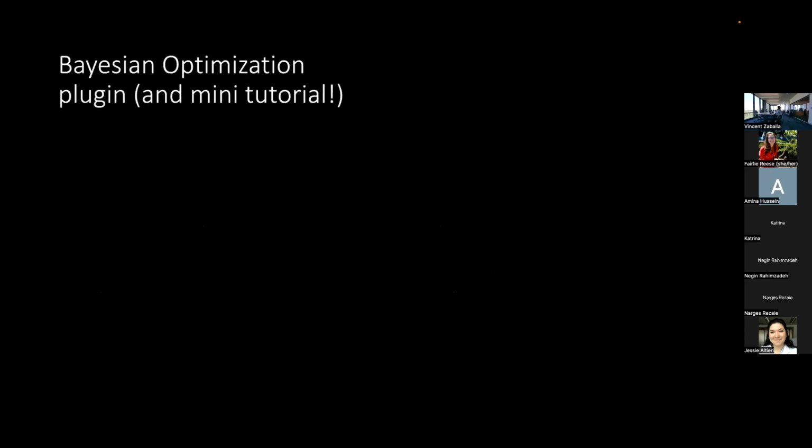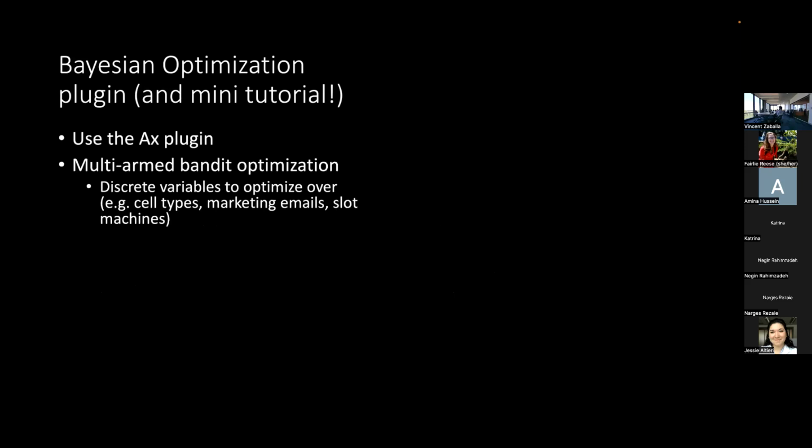Let's talk about Bayesian optimization, which is what it has with Axe. The Axe plugin, Bayesian optimization can be split up into two things. There's the discrete setting, which is multi-arm bandit optimization. This is like you have different slot machines and you're trying to get rich, so you want to figure out which one has the best probability. Or marketing emails, where you want to send out the best marketing email to get the most click-through rate. That's the example I'll go through here.